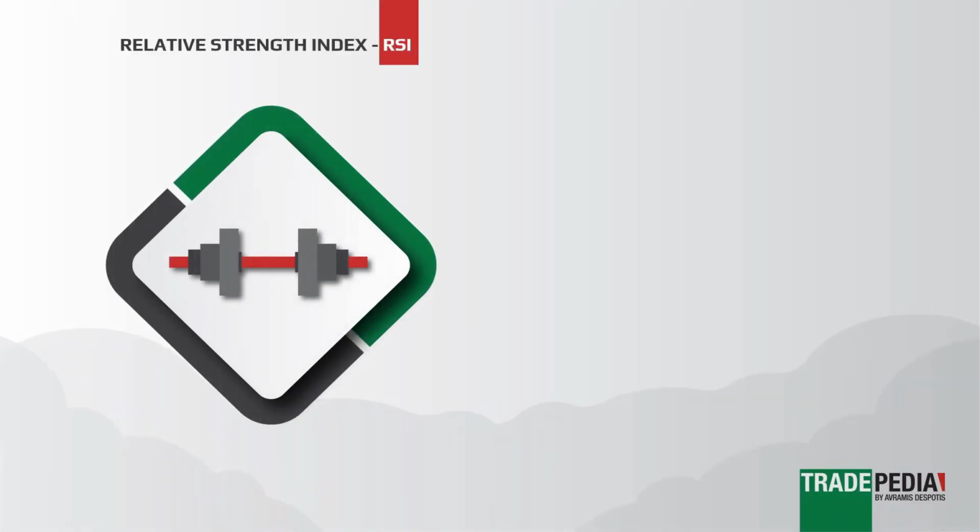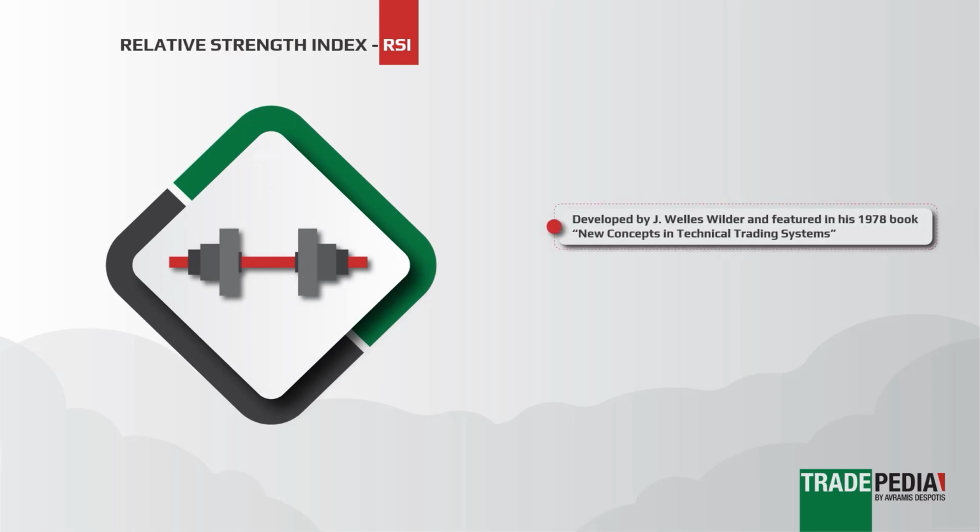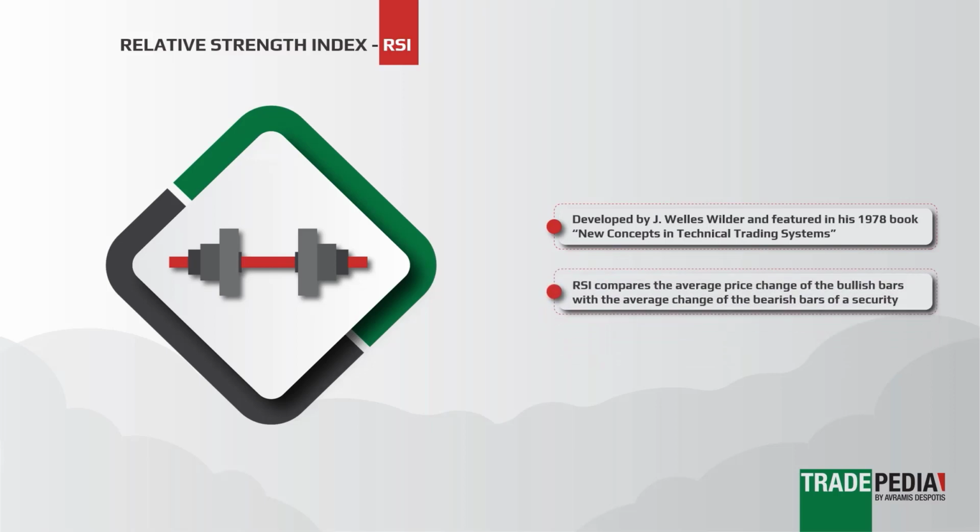The Relative Strength Index, also known as RSI, is a popular momentum oscillator that was developed by J. Wells Wilder and featured in his 1978 book, New Concepts in Technical Trading Systems. RSI compares the average price change of the bullish bars with the average change of the bearish bars of a security.